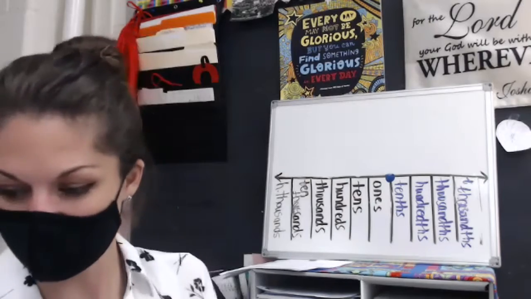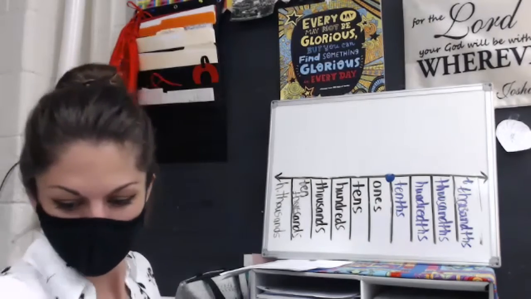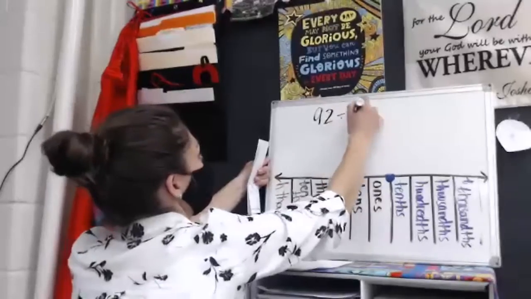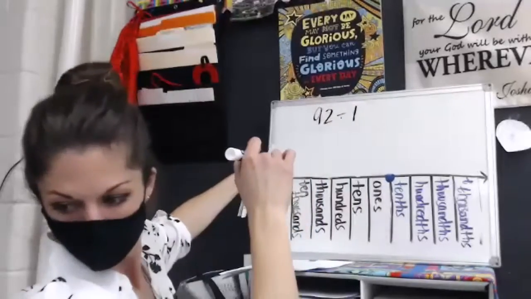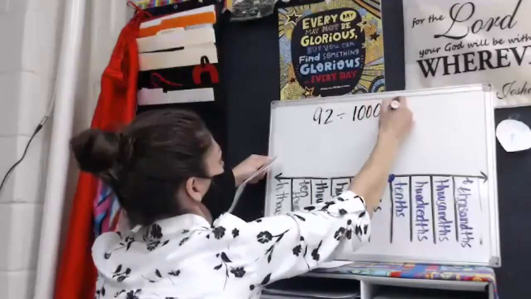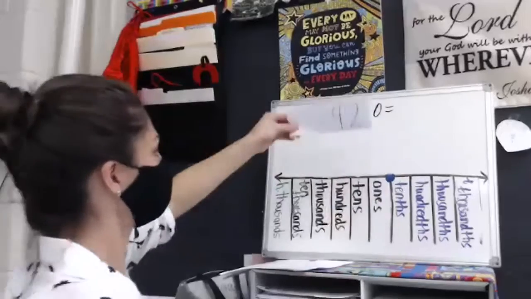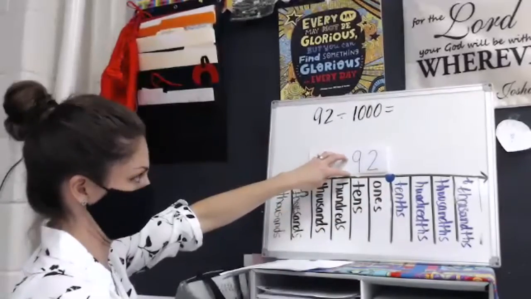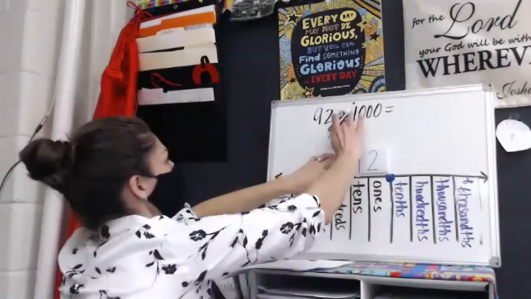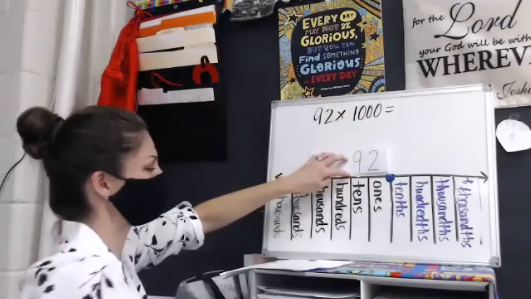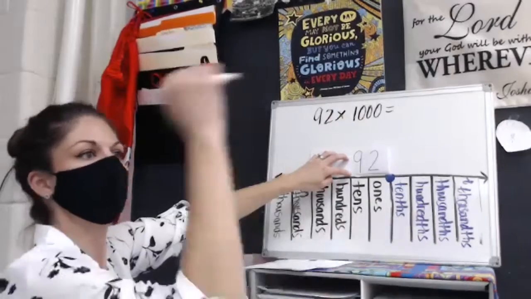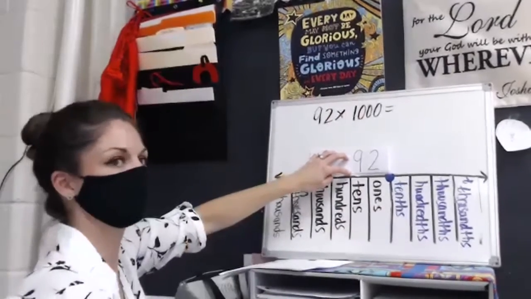Okay, the next one, I rolled a 6 and a 3. So if I'm looking at the 6 and a 3, that means 92 times 1,000. So look at my 6. Here's my 92, position where it's supposed to be. Times 1,000. Which direction do I move it? Bigger. How many place values, class?